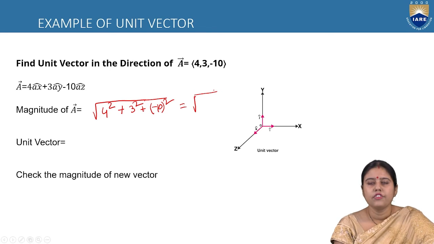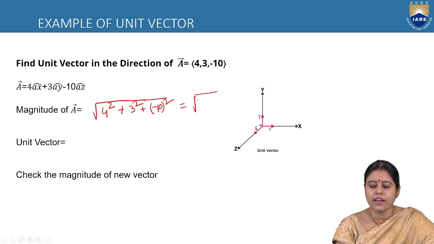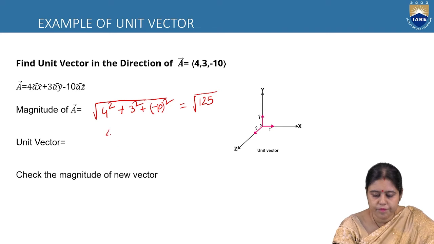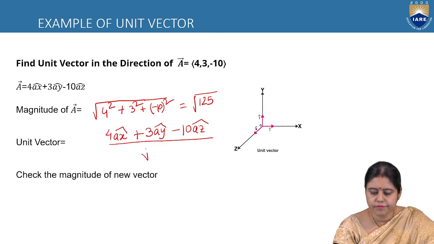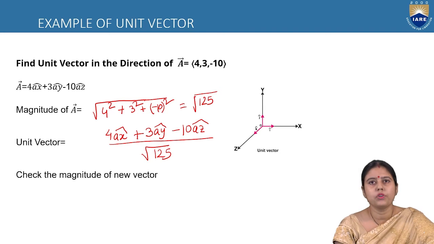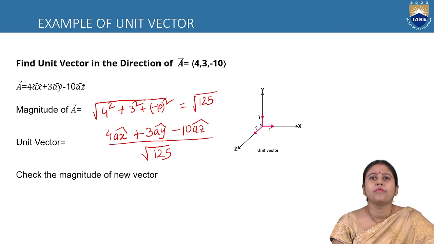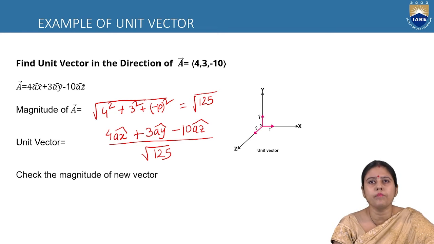So what is this? 16 plus 9, 25 plus 100, root of 125. Then what will be the unit vector? The unit vector will be the total vector divided by its magnitude. Now one may ask me, how can you tell it is a unit vector? From where can we get its magnitude?